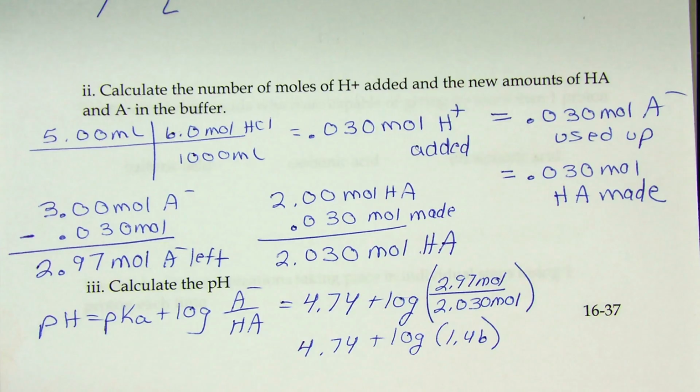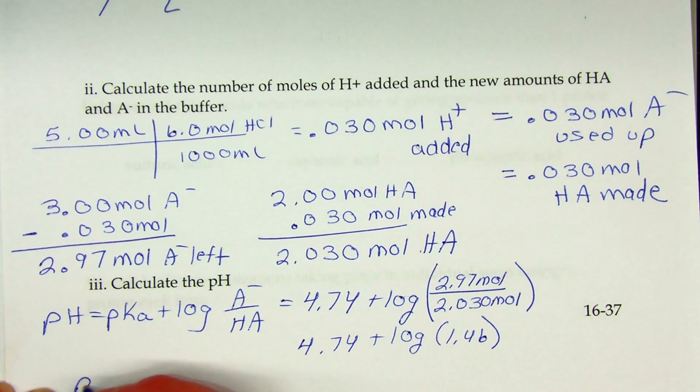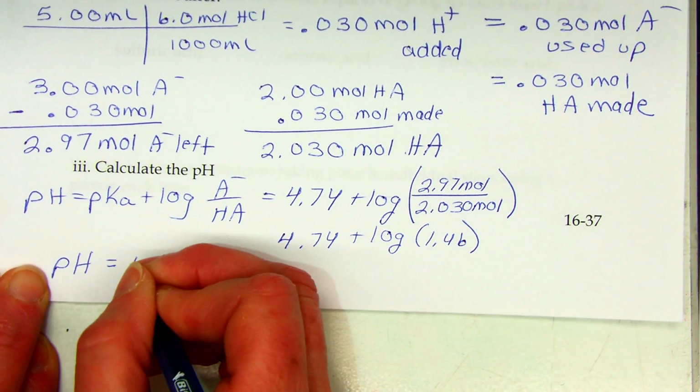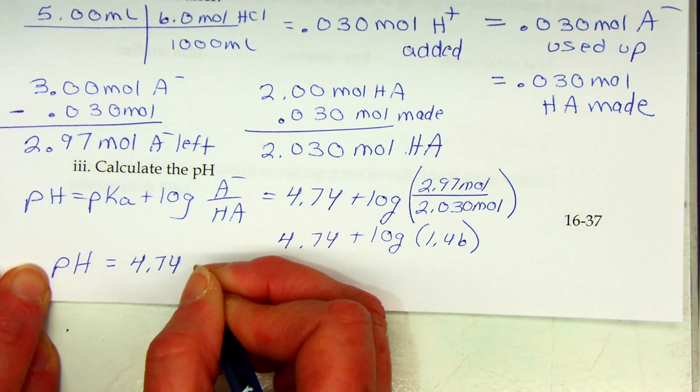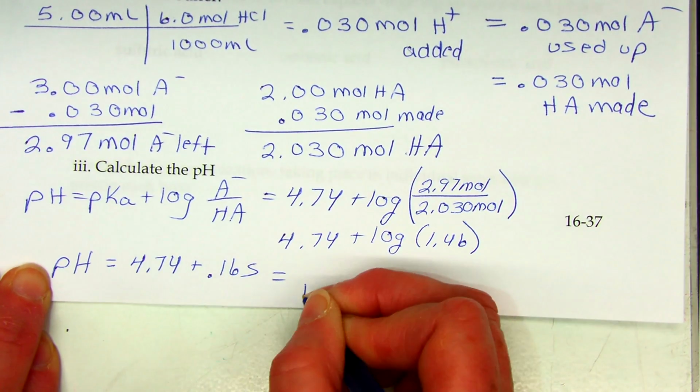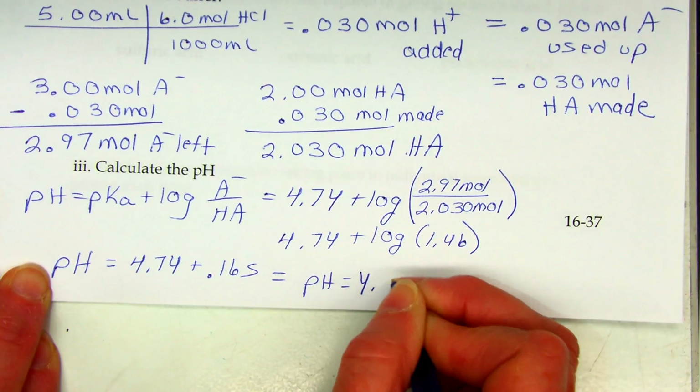Now, look back to the top of your page. When we did the pH of this problem, before I dumped in that acid, we were taking the log of 1.50 here. Is the log of 1.46 and the log of 1.50 going to be hugely different? No, they're not. So the pH is equal to 4.74, the pKa, plus 0.165. So that's equal to a pH of 4.91.